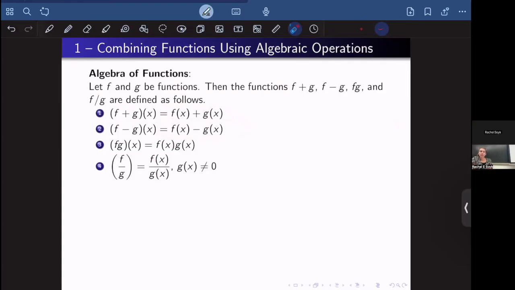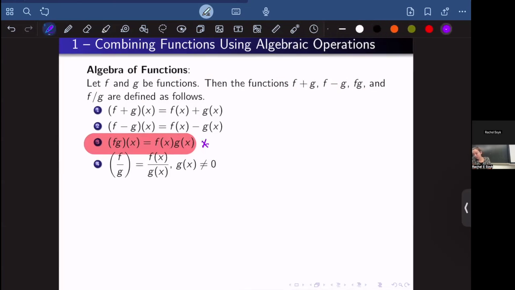Composition of functions is different. It's not dealing with these operations. A lot of people think that composition of functions is multiplying, and it's not. This is not composing of functions. It is purely multiplying.